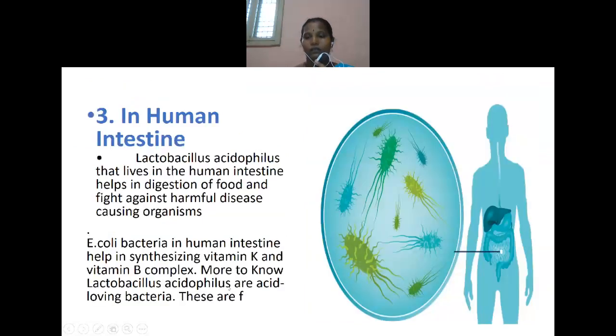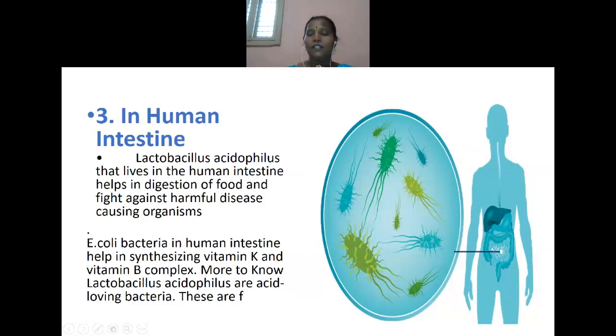Okay. Next, the last one is microbes in the human intestine. In the beginning I told you many microbes are present inside our body as well as outside our body. Outside our body means on our skin, our dandruff, everything has microbes. As well as our intestine. Here also some microbes are present.